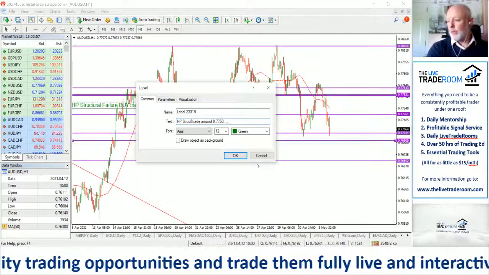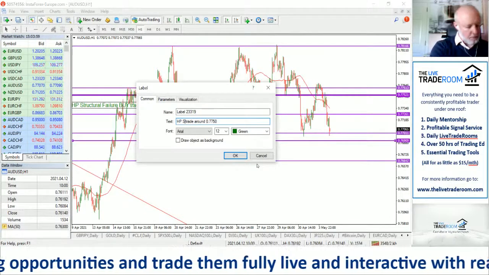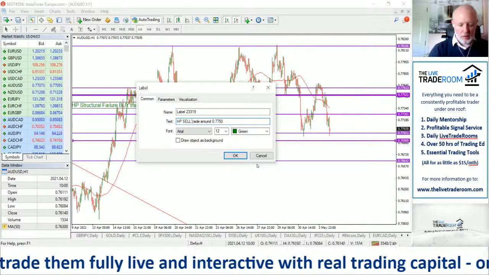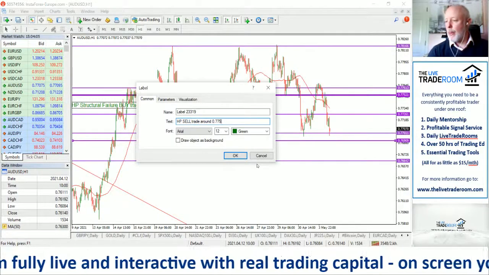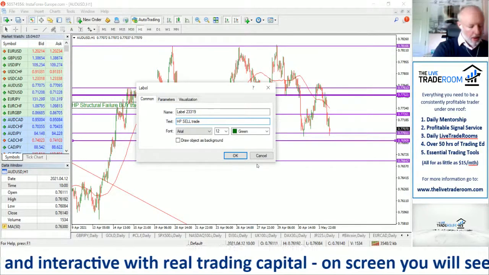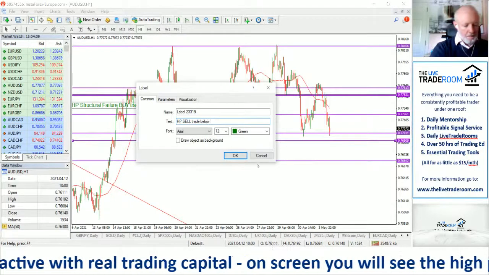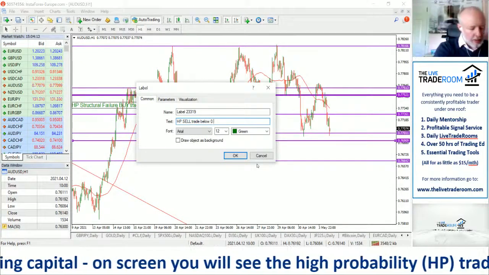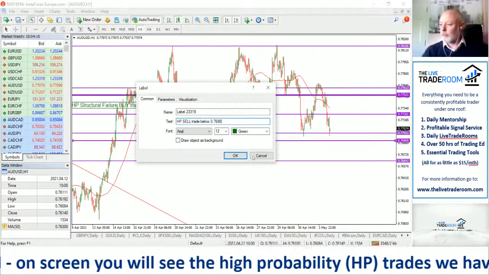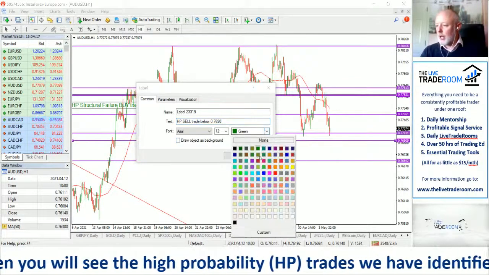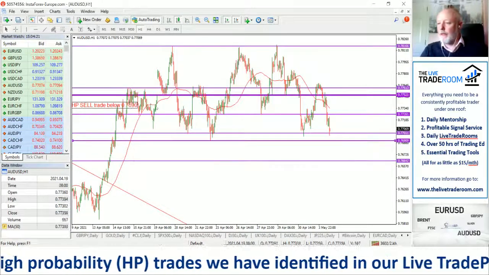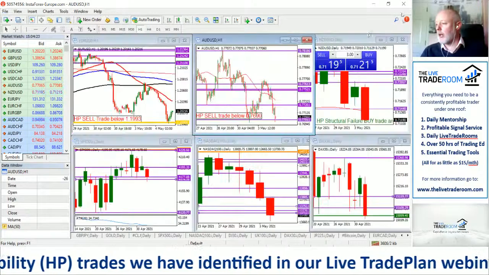we've got a high probability sell trade below the 76.90 level, 76.90, and we'll just turn it red just to indicate to you that we are looking for a sell trade in the Aussie dollar.